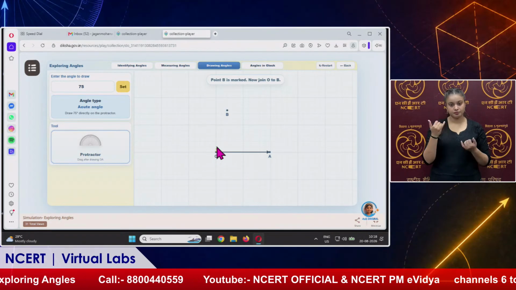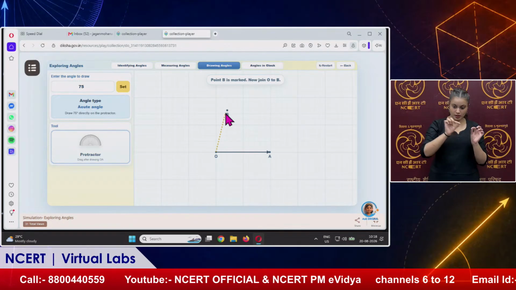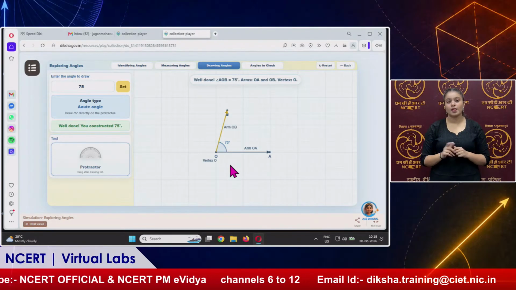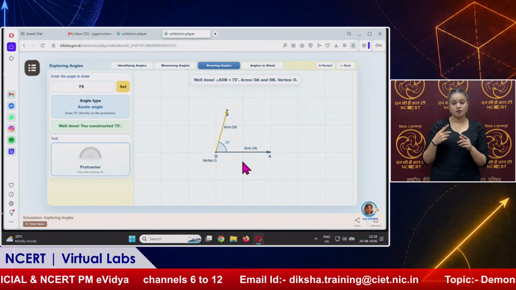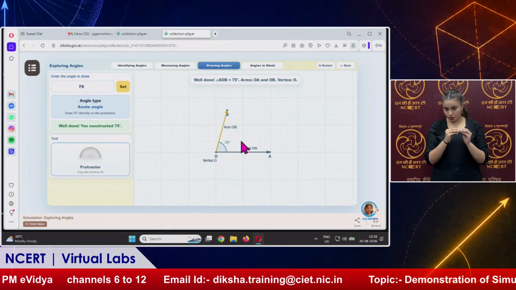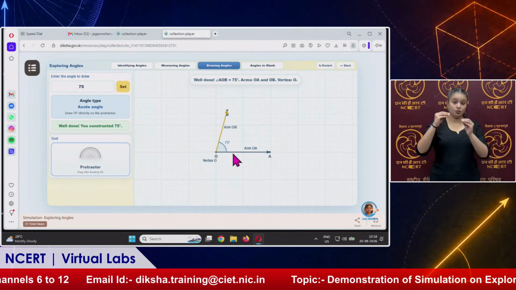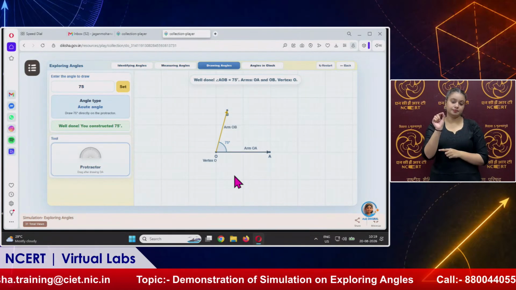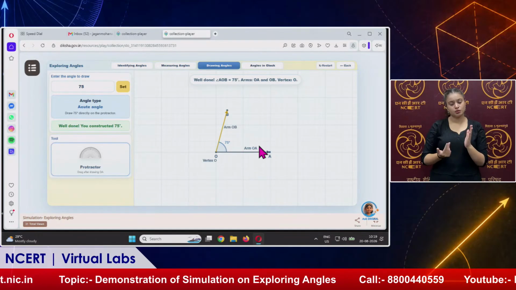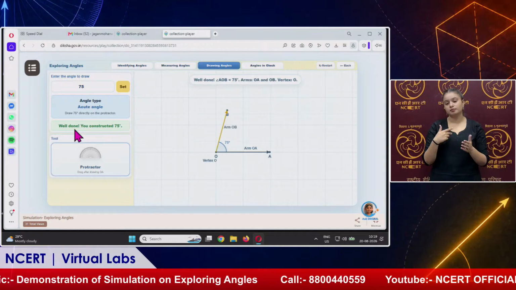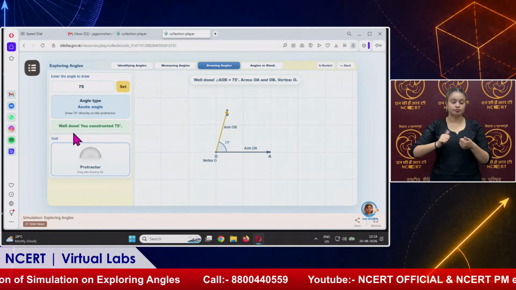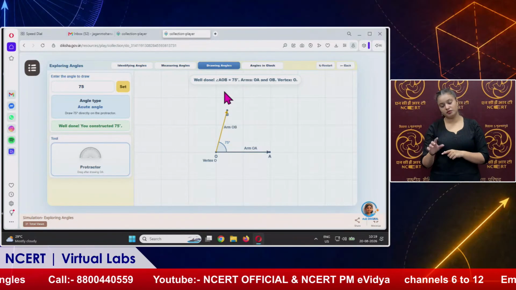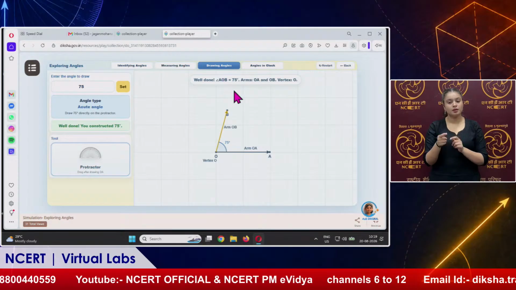Now I am joining the O and B line. See, on the screen you can see the vertex O, one arm OA and the second arm OB. The angle between OA and OB is 75 degrees. This is the way we can draw the particular angle, and here we also get immediate feedback: well done, your construction is 75 degrees. This is the way we draw the angle.